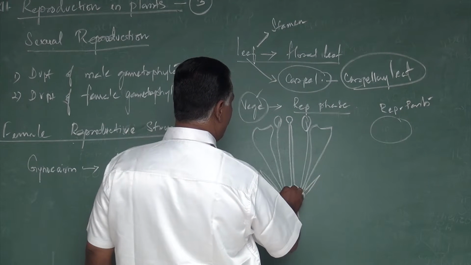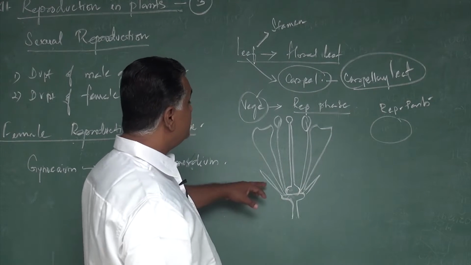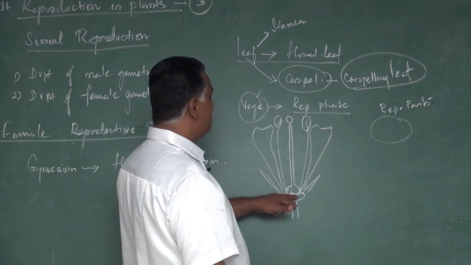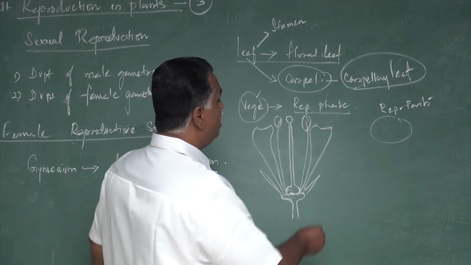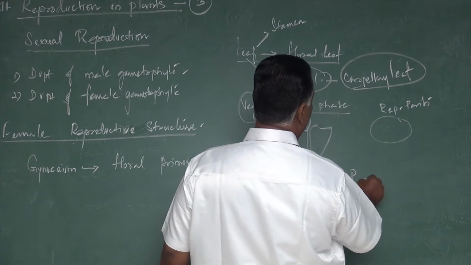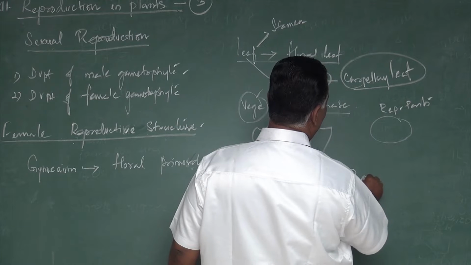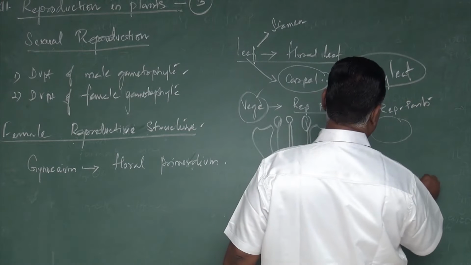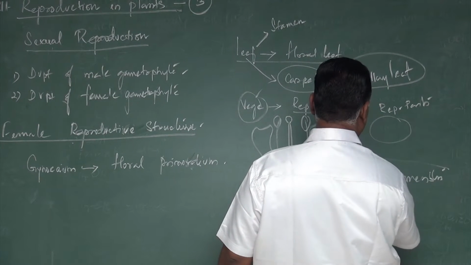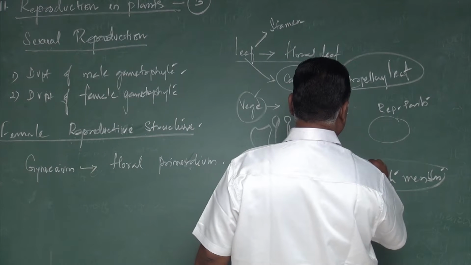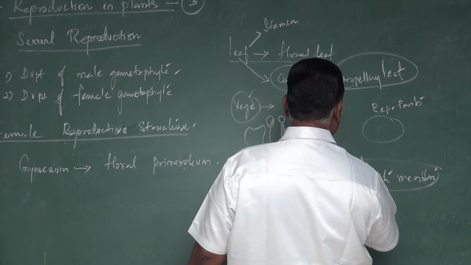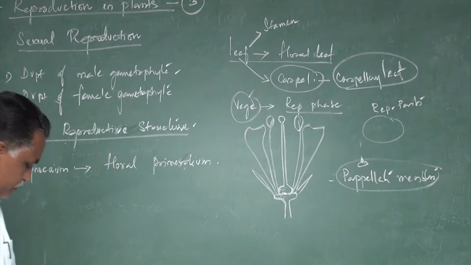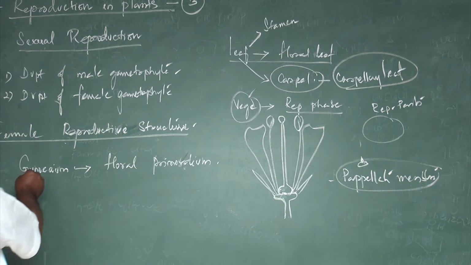So now our interest is gynoecium, that is the female reproductive part. It is produced from the apical part of the floral primordium, that is particularly called papillate meristem. A meristem called papillate structure. So papillate is a small structure which is produced from the meristem, basal meristem, that grows into a gynoecium. So gynoecium is a female reproductive part.